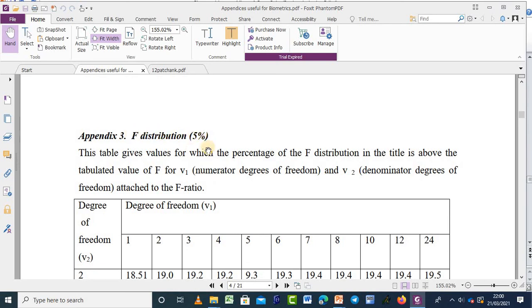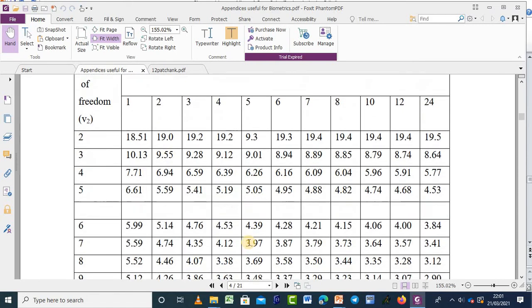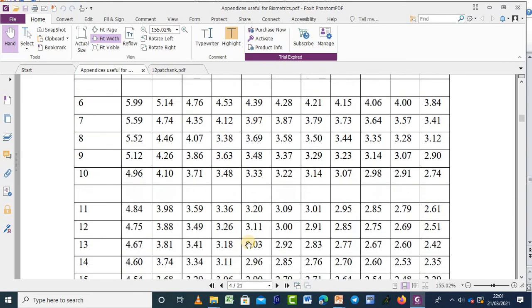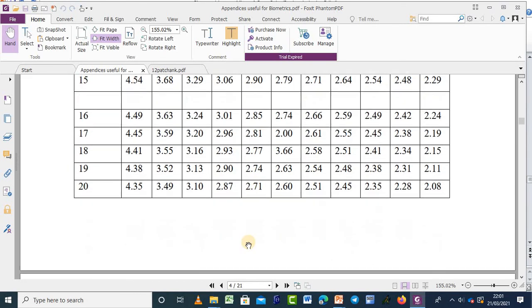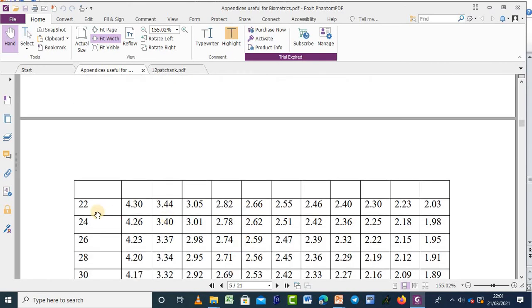In the F distribution at 5%, we are now at 5%. Therefore, in the horizontal direction you have to use the treatment degree of freedom as numerator. So in our case, we have 5 treatment degrees of freedom and 24 error degrees of freedom. So we go downward. Here is the error degree of freedom, and go 5 times: 1, 2, 3, 4, 5.